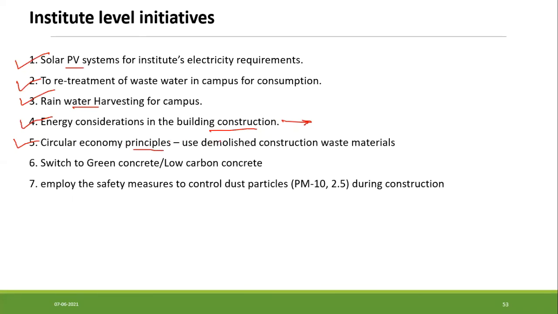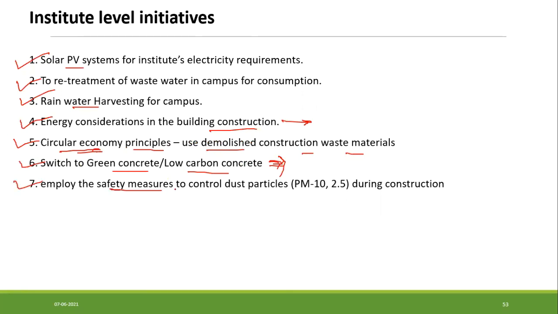And as you are all from civil, right? Circular economy is also implemented in civil, in construction also. They are promoting the use of demolished construction waste materials, so that you can use them. Switch to green concrete or low carbon concrete. Newer technologies are coming which will take out the carbon, so that carbon emission is not there due to this.